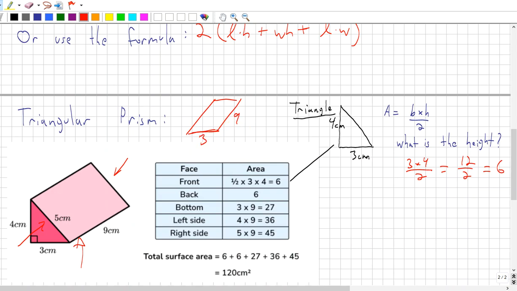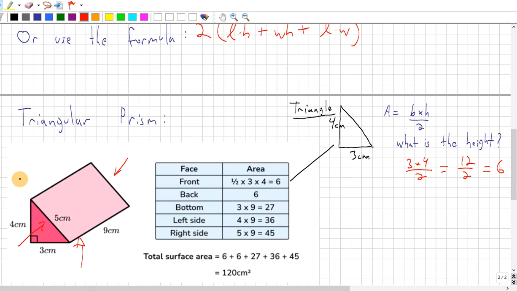It wouldn't be slanted like this. I'm drawing it like this because I'm showing you what the perspective would be. But it's a rectangle with a width of 3 and a length of 9. So 3 times 9 is the area of that one. And these are all in centimeters.